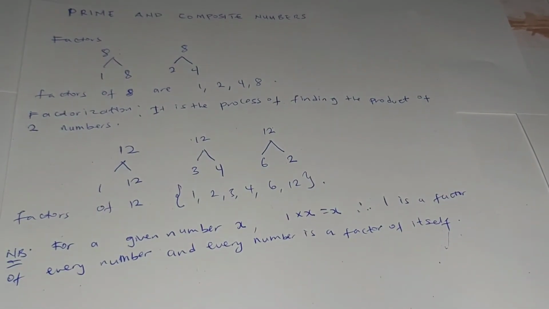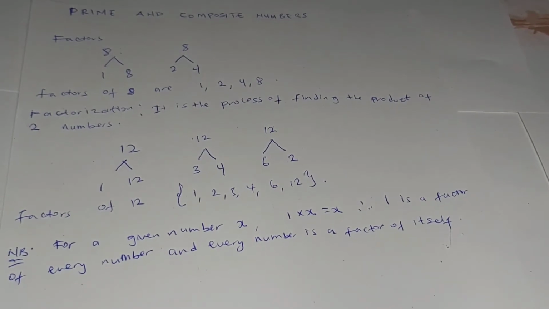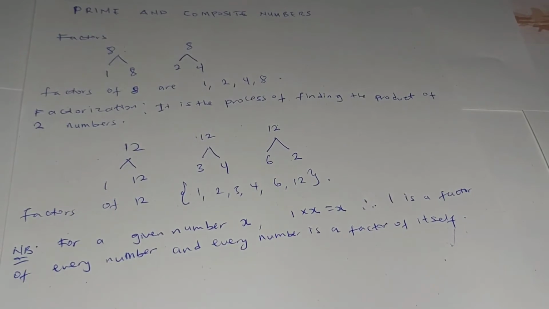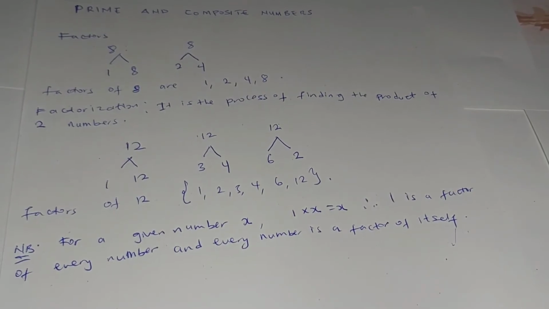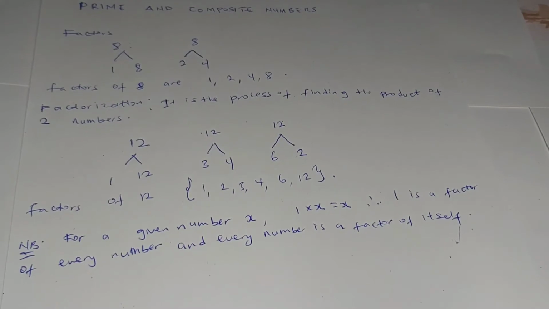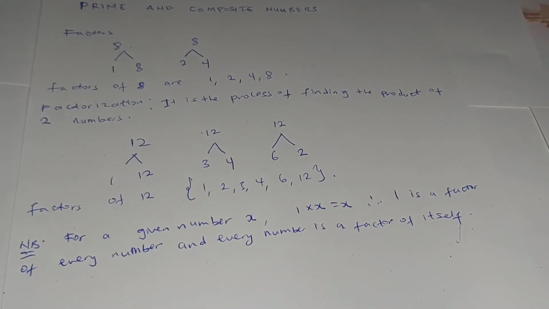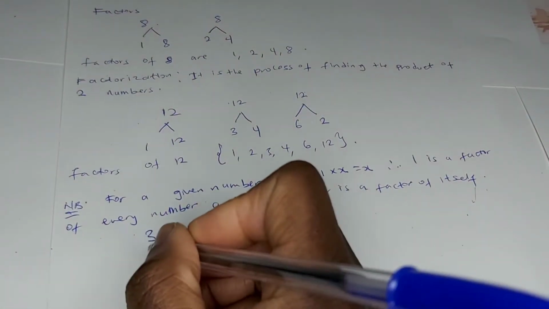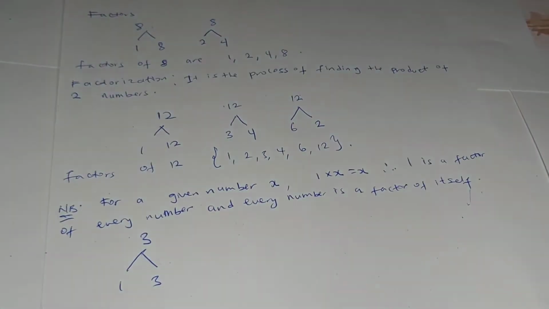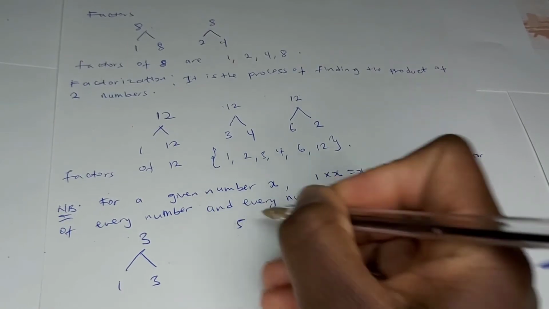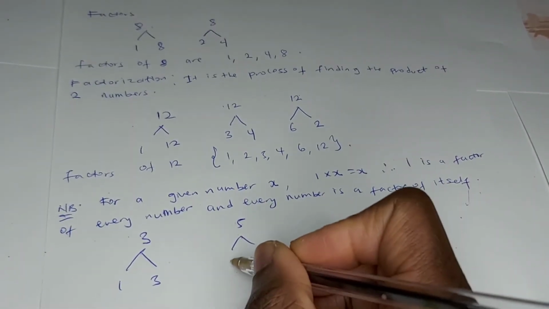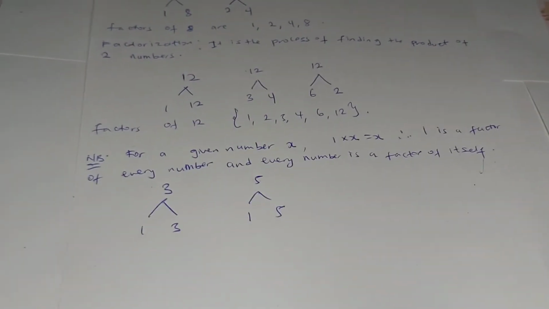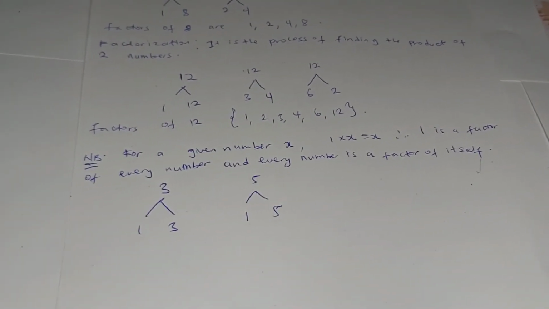And if a number has at least 1 and that number itself as factors, and no other numbers multiply to give it, take the number 3: the factors of 3 are 1 and 3. Take 5: 1 and 5 are the factors of 5. So now we can talk about prime numbers.